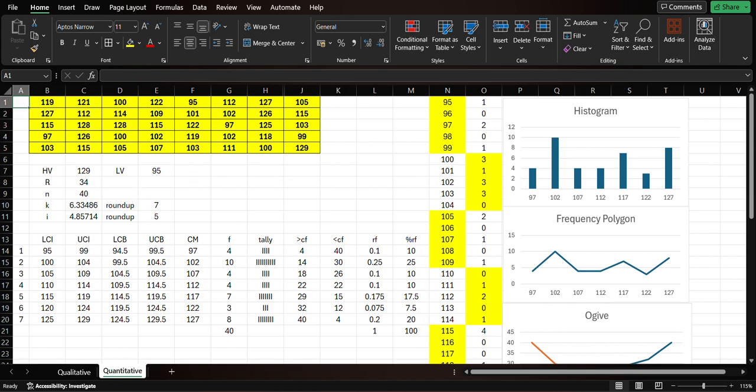All right, so there. After which you can already hide this since it's not needed because you already have a graph for your ogive. Okay, so this ends the lecture about the frequency distribution table for both qualitative and quantitative data.